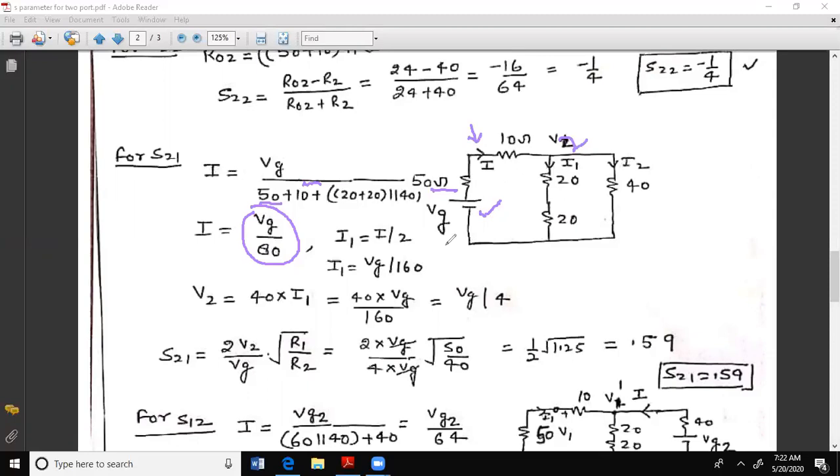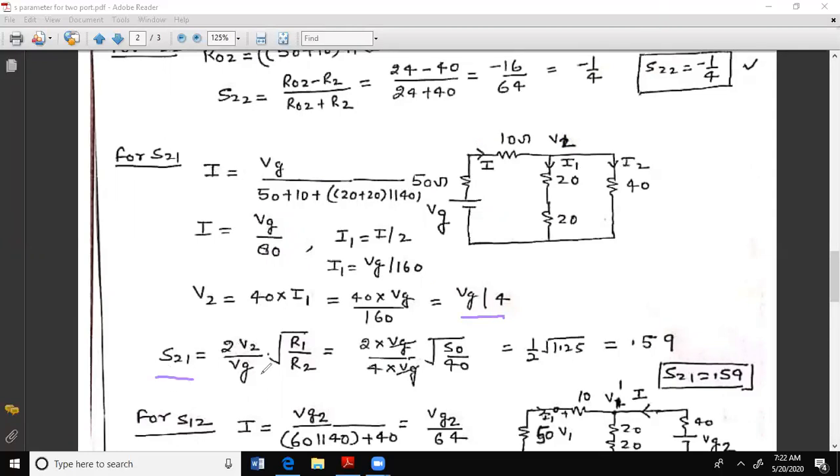Okay, so V2 equals 40 into I1, and I1 is equivalent to I by 2. So this is Vg by 160. So when we calculate, V2 becomes equal to Vg by 4. Now calculate the value of S21.